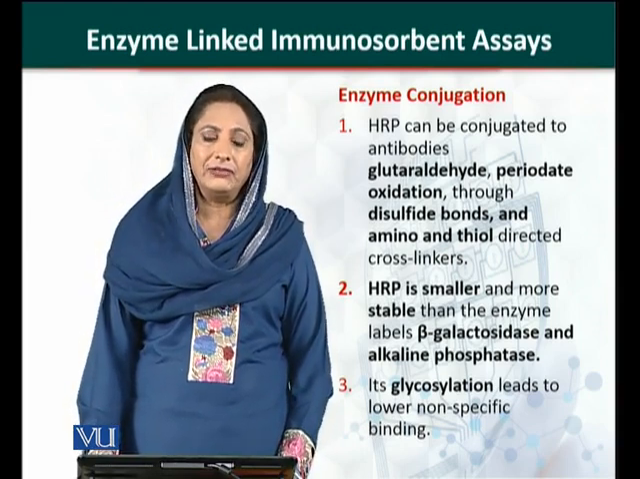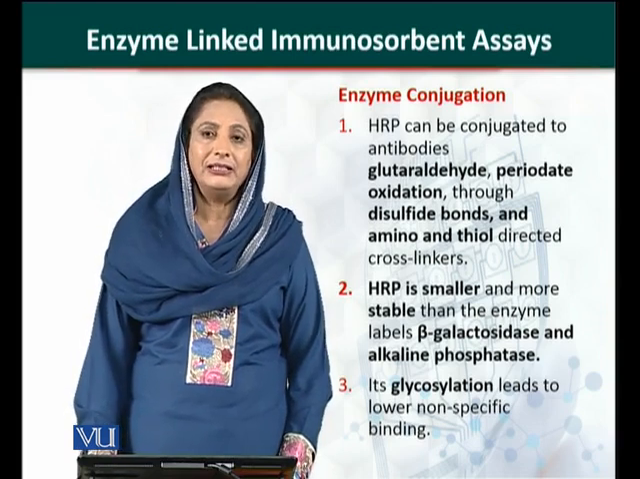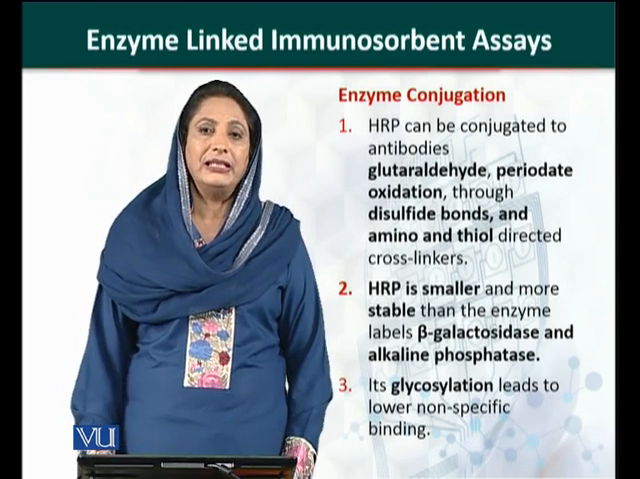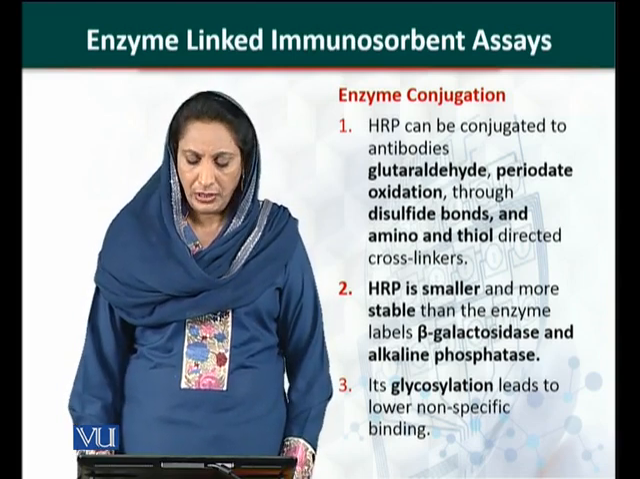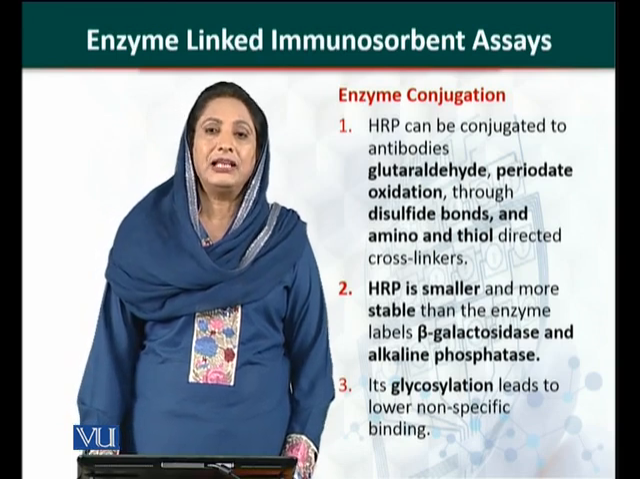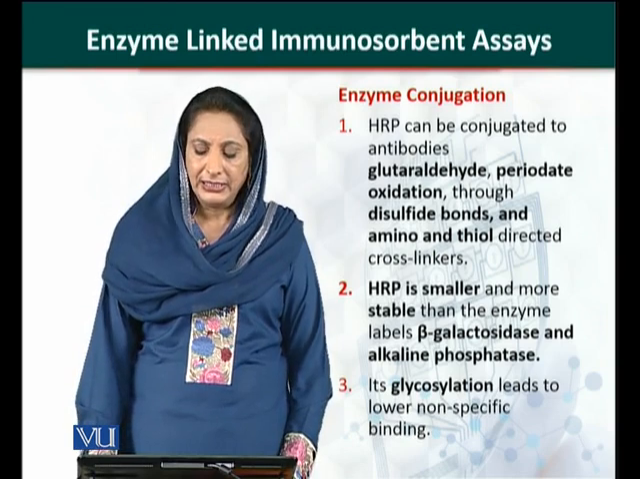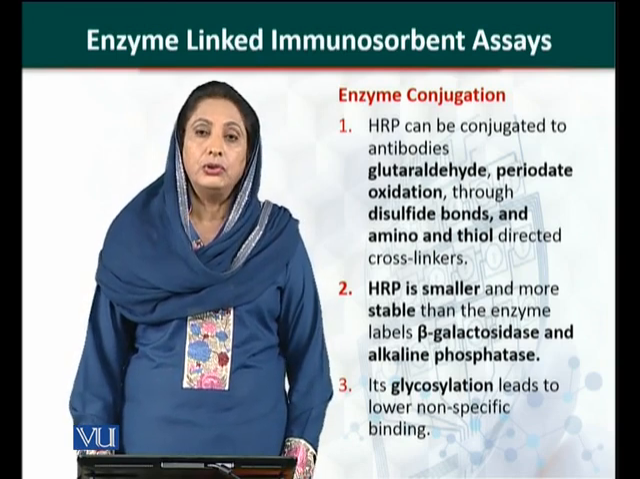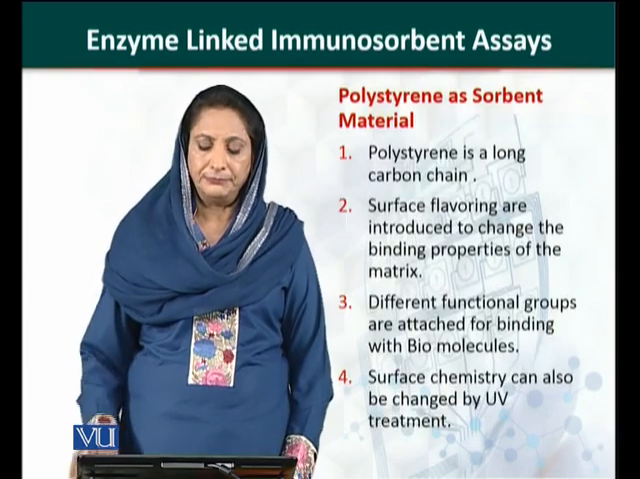Beta-galactosidase और alkaline phosphatase horseradish peroxidase के साथ लेबलिंग के लिए इस्तेमाल किए जाते हैं, लेकिन ELISA टेक्निक में horseradish peroxidase एंजाइम को प्रेफरेंस दी जाती है. Its glycosylation level is very low, that is about 18%. That is why it leads to very little non-specific binding.